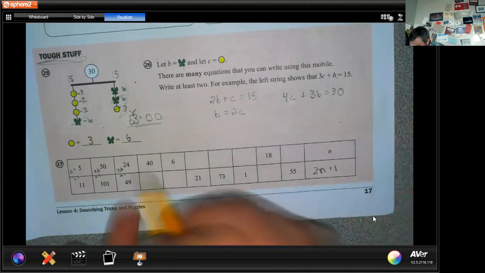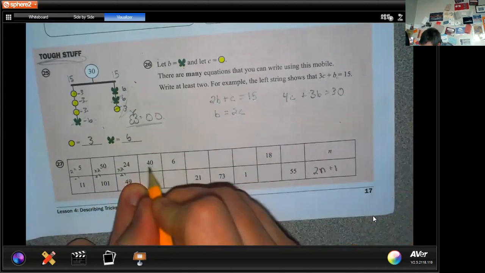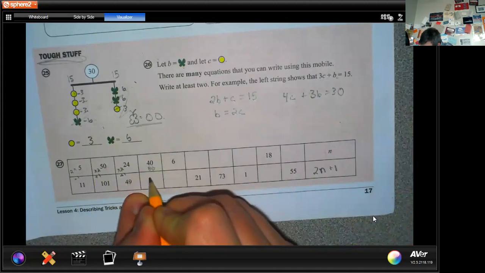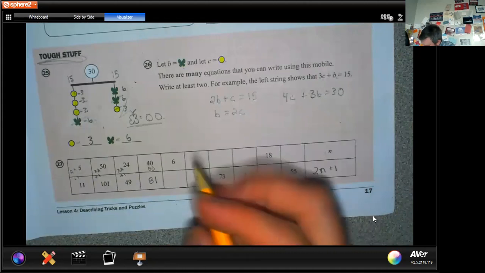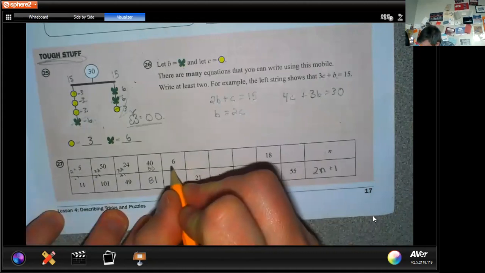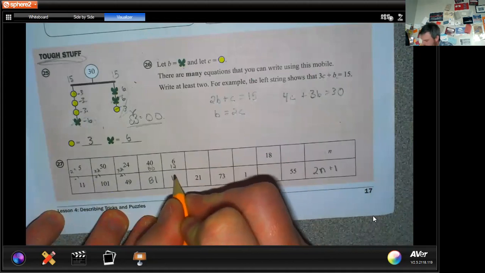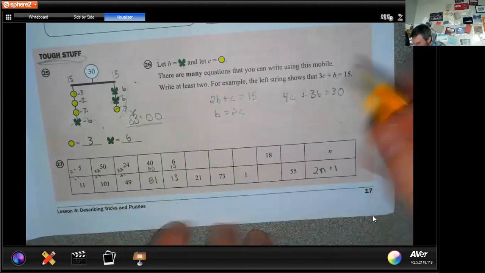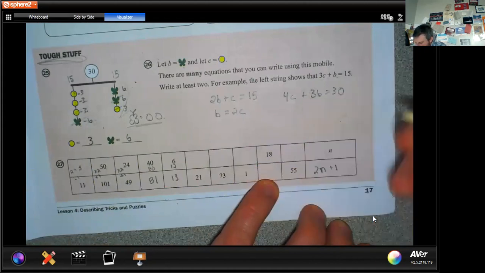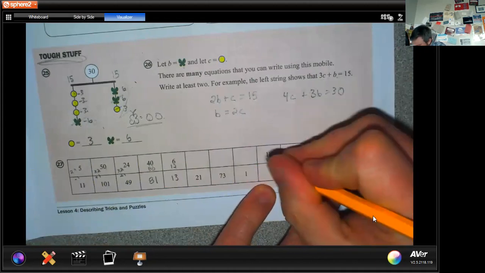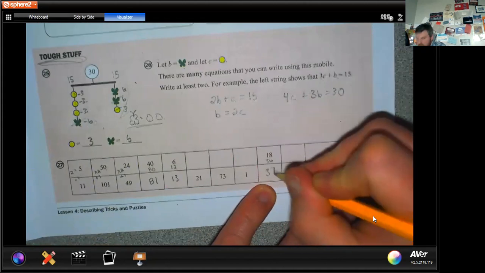Okay, let's take 40. 40 times 2 is 80. 80 plus 1 is 81. 6 times 2 is 12. 12 plus 1 is 13. Let's jump over here to 18 because these we got to go the other way around. So 18 times 2 is 36. And 36 plus 1 is 37.